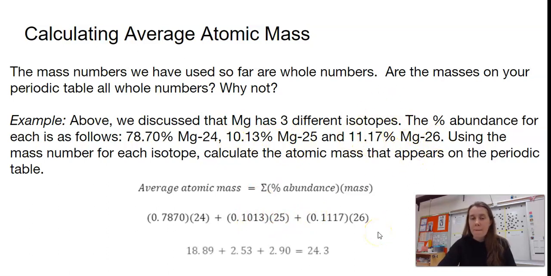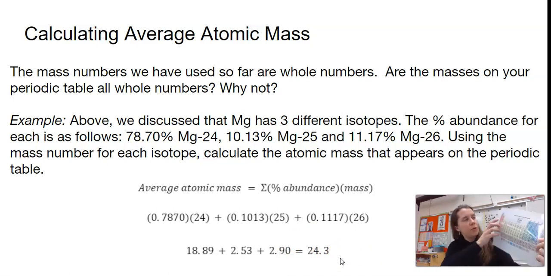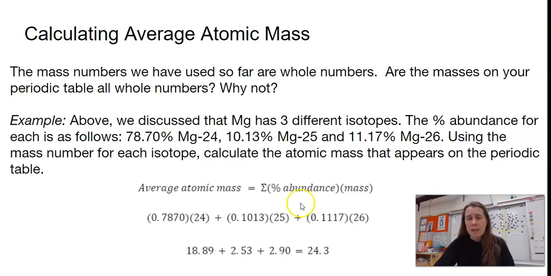All right, so if we do all that math out, we get, you know, this product is 18.89, this one is 2.53, and this one is 2.90. Add them together, and we get 24.3. All right, this is in atomic mass units. I didn't write that there, but that's the units that we're working with. All right, and if you look at your periodic table for magnesium, you'll see that the mass is 24.305. Okay, so this is a little bit more precise because our masses here were only to the nearest whole number, but we should get a number that's close to what's on the periodic table.